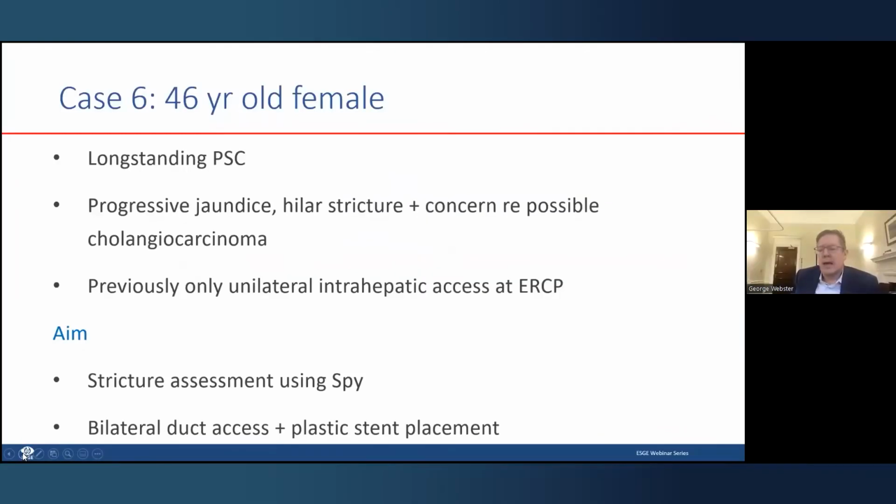Thank you. Okay, so we will go straight into our second PSC case and then come on to discussion. So, a 46-year-old female, long-standing PSC, but with progressive jaundice, with a hilar stricture and a significant level of concern about cholangiocarcinoma. On previous ERCP, it has only been possible to get unilateral stenting, but based on her biochemical response and the imaging, we not only need to assess this stricture further, but really try to achieve bilateral stenting. So let's go to the case.